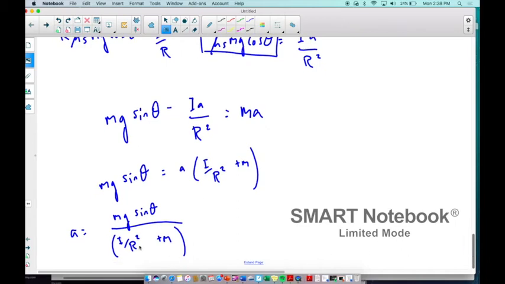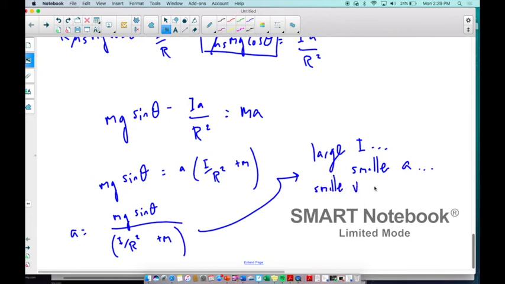Just like that. So you can clearly see that the bigger the I value means smaller acceleration. And smaller acceleration means it's going to take longer to go down the ramp, and it's going to have a smaller velocity at the end of the ramp, or at the bottom of the ramp. So we can answer this question using a dynamics approach. The bigger the rotational inertia, the smaller the acceleration is going to be.